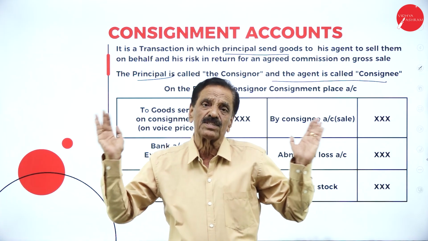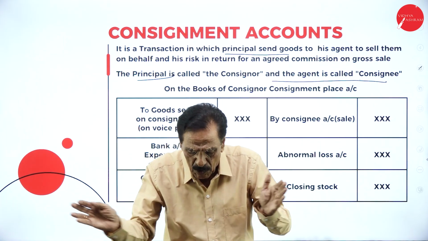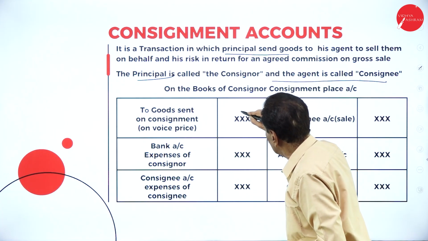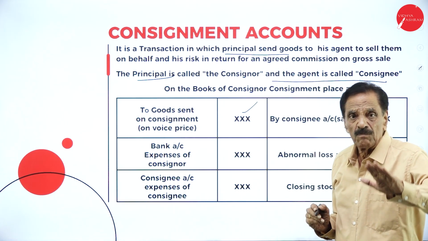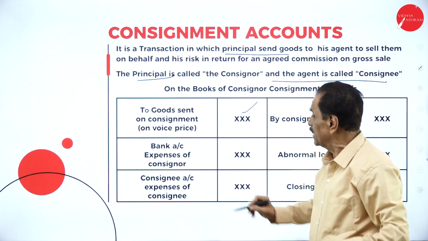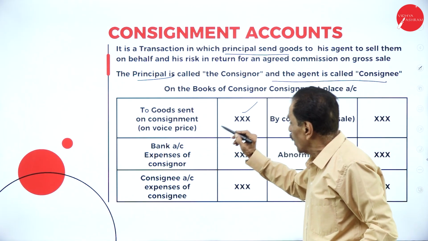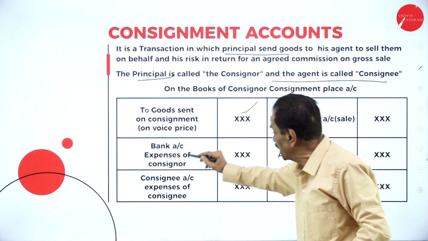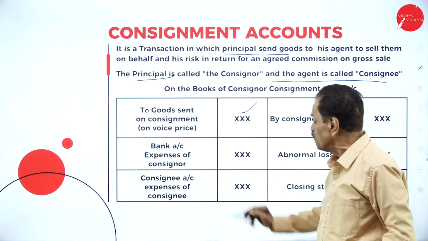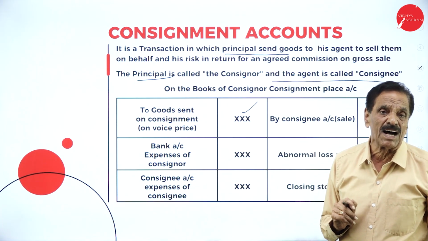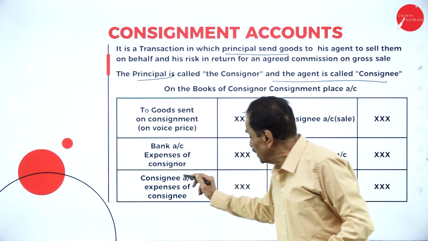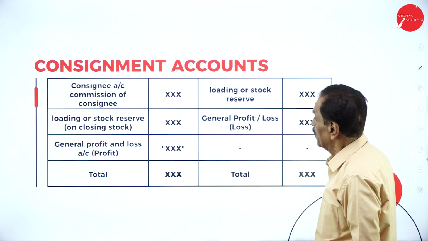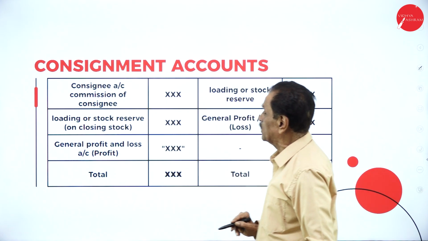So, when you start the consignment account, how does the format go? Now, first one. Goods sent on consignment account at invoice price. This is the goods sent by the consignor to the consignee at the invoice price. Whatever the expenses met by the consignor for the sake of consignment is called expense of the consignor. Then these are the expenses of the consignee, which the consignee met on behalf of the consignor. Then this is the commission payable to the consignee.